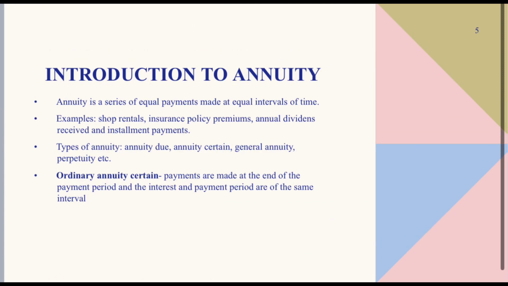An annuity is a financial arrangement involving a series of equal payments made at consistent intervals over time, with common examples including shop rentals, insurance policy premiums, annual dividends, and installment payments. There are various types of annuities, such as annuity due, annuity certain, general annuity, and perpetuity, each differing in the timing and conditions of the payments. Specifically, an ordinary annuity certain refers to a situation where payments are made at the end of each payment period, and the interest and payment periods occur at the same intervals.